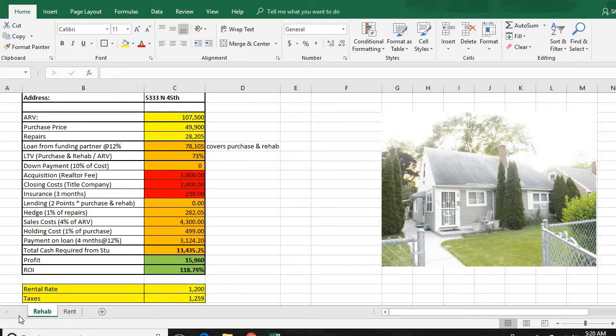Today I was going to go over how I do an analysis on a rehab project that we're doing. I'm just going to go through the numbers here on a recent deal that we rehabbed in Milwaukee, Wisconsin. This is a single-family, 3-bed, 1-bath house in the city of Milwaukee. And we're going to turn it into a rental property and sell it to another one of our investors that wants a cash flow and rental property.